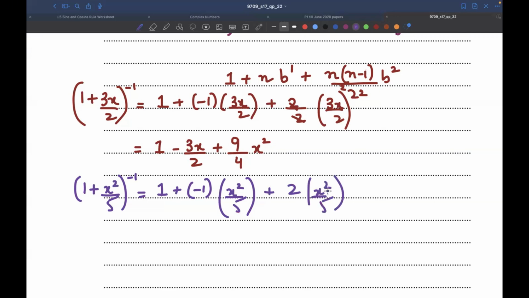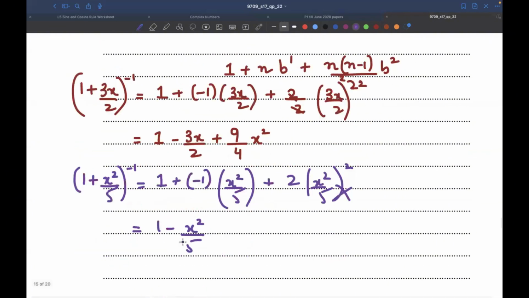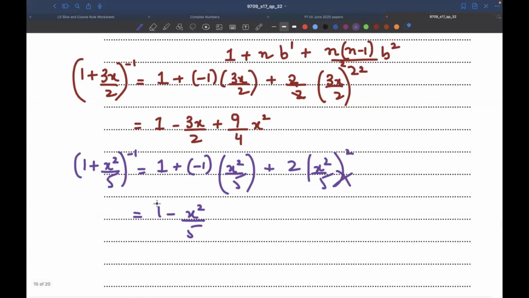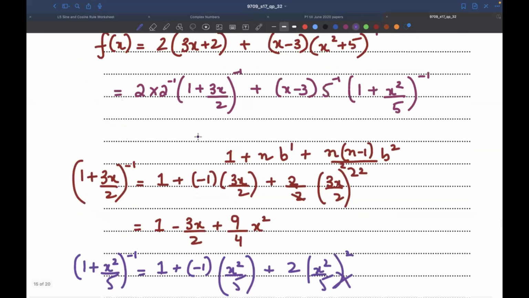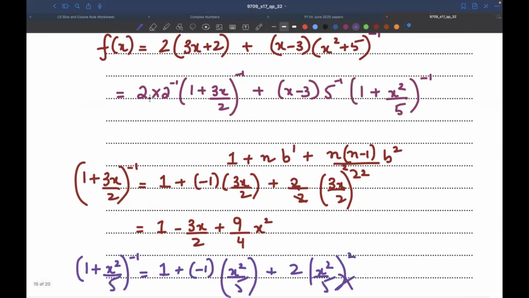But now as we can see that x square into square will become x power 4. So we don't have to expand it any further, and we can leave it up till 1 minus x squared upon 5. So we have the expansion of both of these terms. Now we can substitute it over here. And this is 2 into 2 power -1 will become 1.